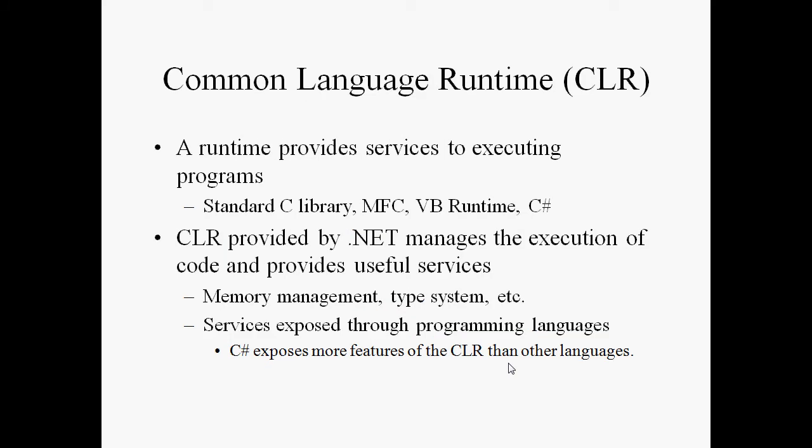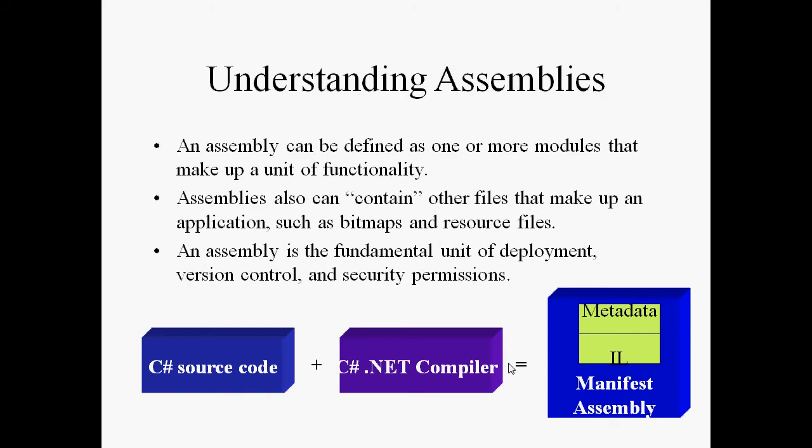The common language runtime provides a runtime execution engine. It creates an environment for the different programming languages to work on a single platform. It is the core of the .NET platform and the main execution engine. It also provides the managed execution environment and provides services that make development easier here. As I already said, it supports memory management, type safety, security, and many other features. And all these services are exposed through the programming languages. That is, C# exposes more features of the CLR than other languages, because C# is designed based on the .NET framework. And here we need to understand assemblies.